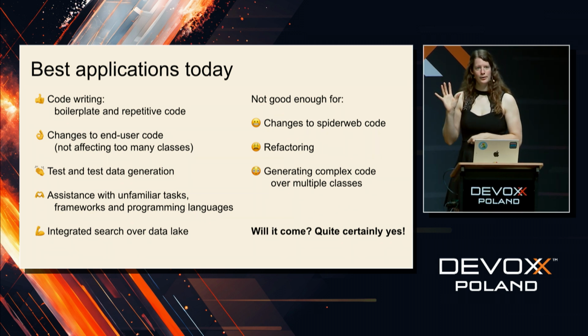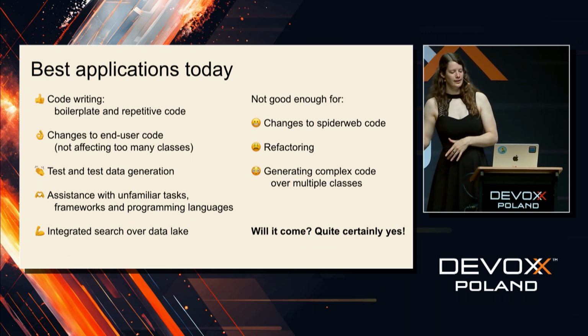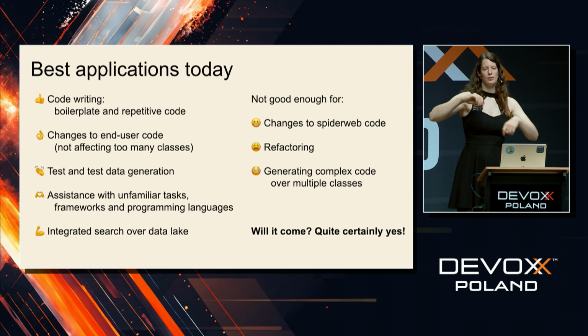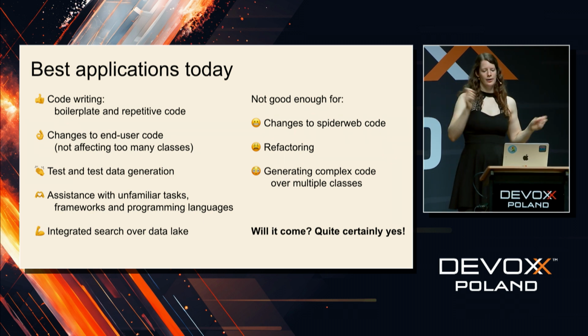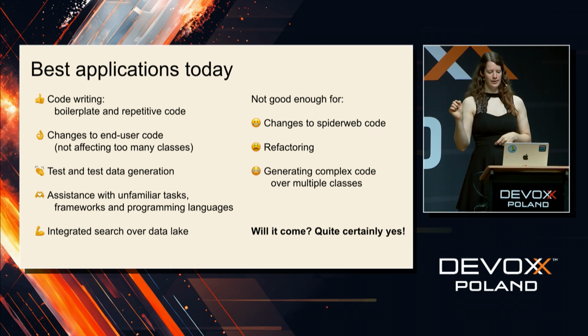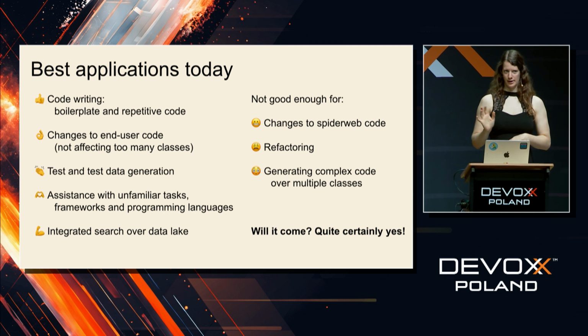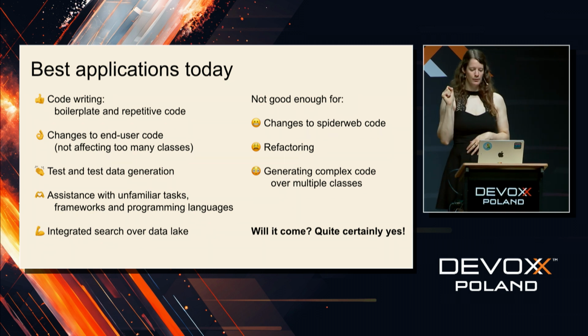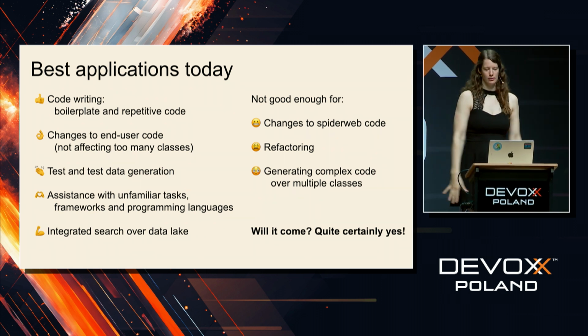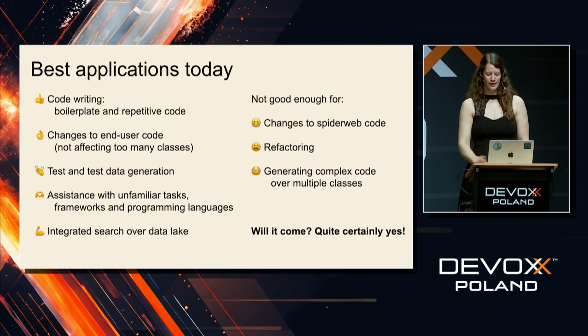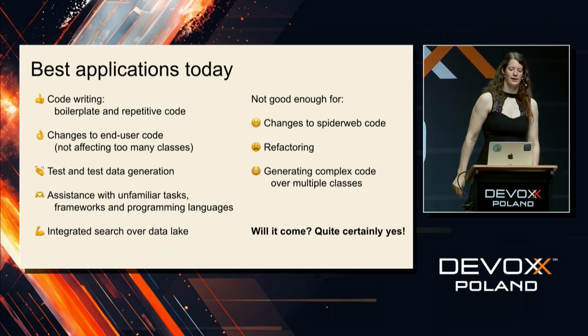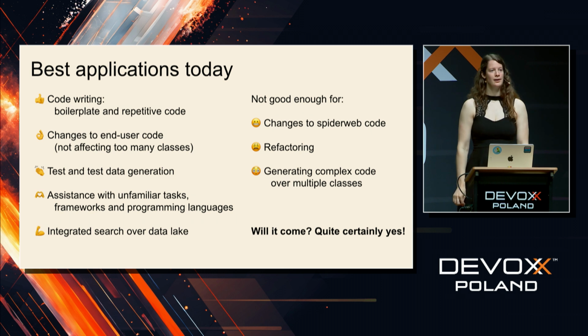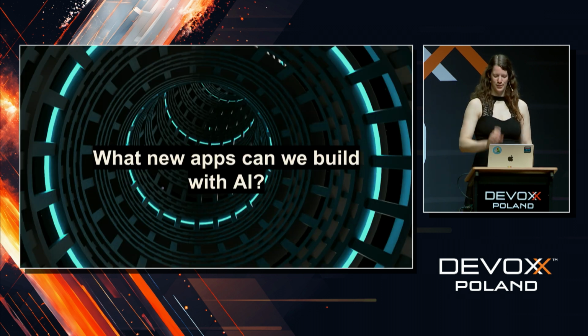But then, where you don't want to use it today is changes to spiderweb code, so code that is heavily used and referenced everywhere else, is going to break things if you use AI these days. Refactoring, it's a mess. Don't. For now, do not. And generating complex code over multiple classes, it's also not doing a good job yet. But then again, I think it's going to come because the progress in the field is huge.